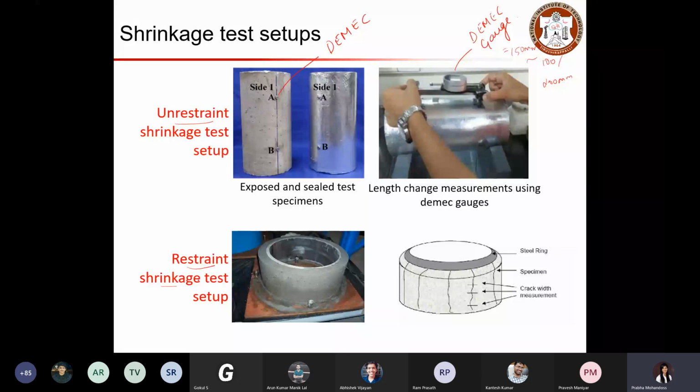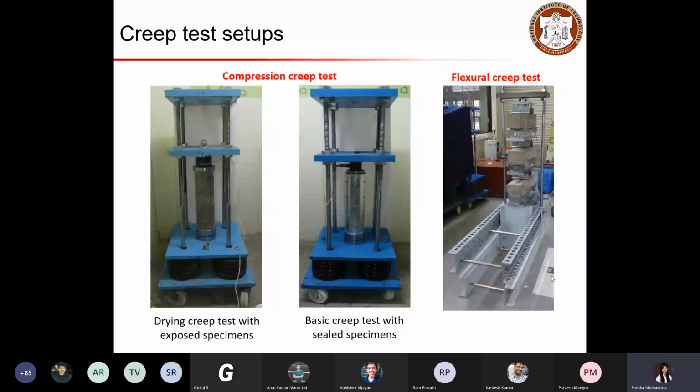So you can see a steel ring, and then you have your concrete specimen, and now the steel ring will not allow the concrete specimen to shrink. So when it tries to shrink, you can see a crack formation on the top surface of your concrete, and then you can measure the crack width. So this helps to obtain the crack width measurements using the restrained shrinkage test setup. So when you need to consider creep, then you can do creep testing as well. For creep, you have to apply a compressive load. So in this case, this is the compression creep test.